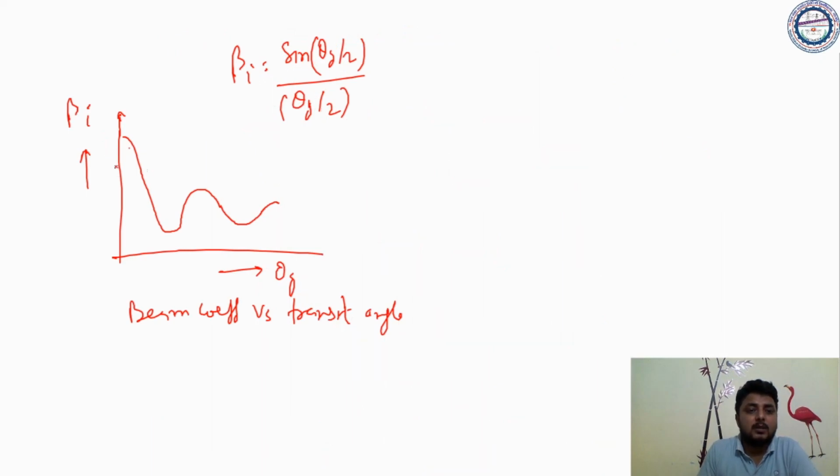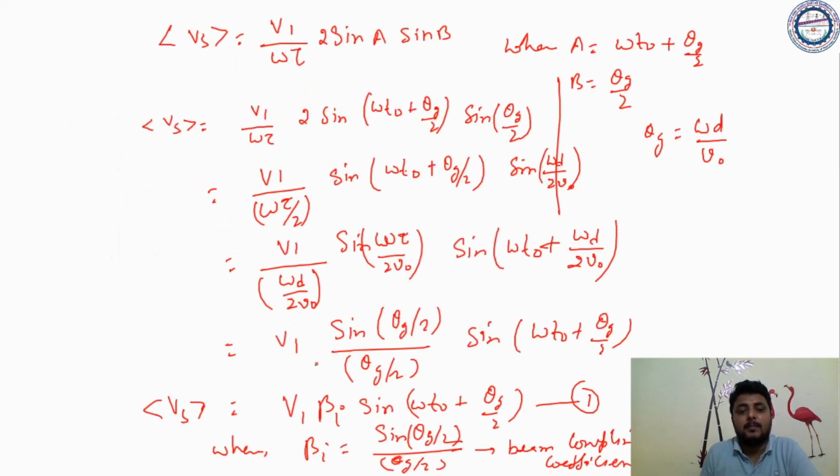So this graph is drawn, which is called beam coupling coefficient versus transit angle. We can see in the graph, as theta g increases, beta I decreases. As a result, if we increase theta g, beta I decreases. And if beta I decreases, the velocity modulation decreases. We will see velocity v of t1 is directly proportional to this beta I, or it is related to beta I.